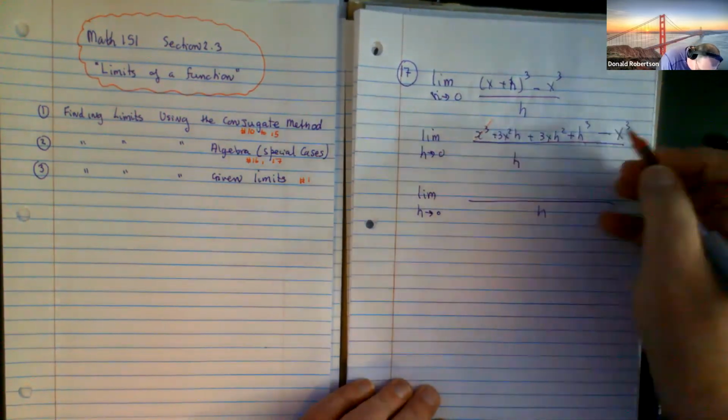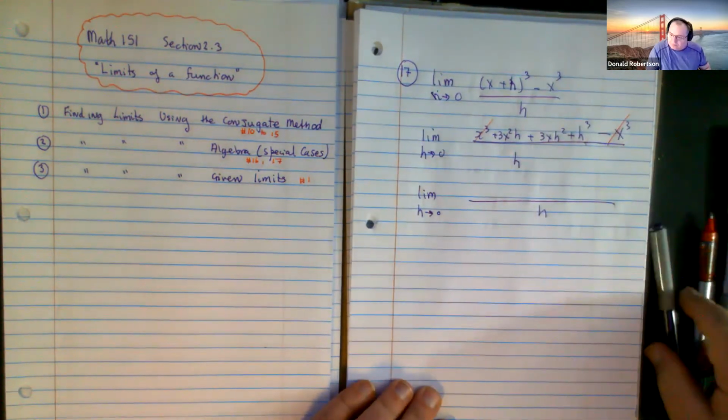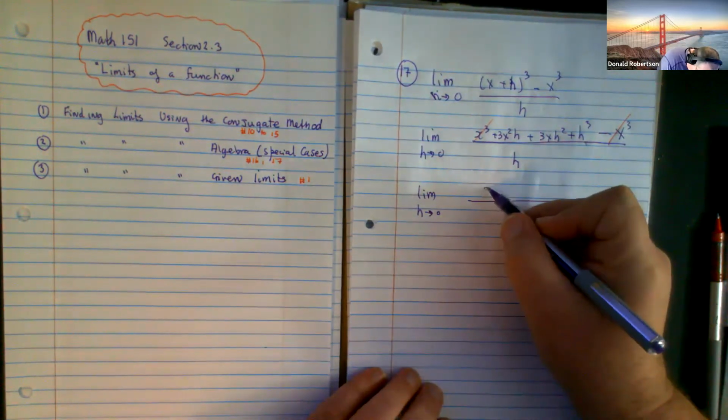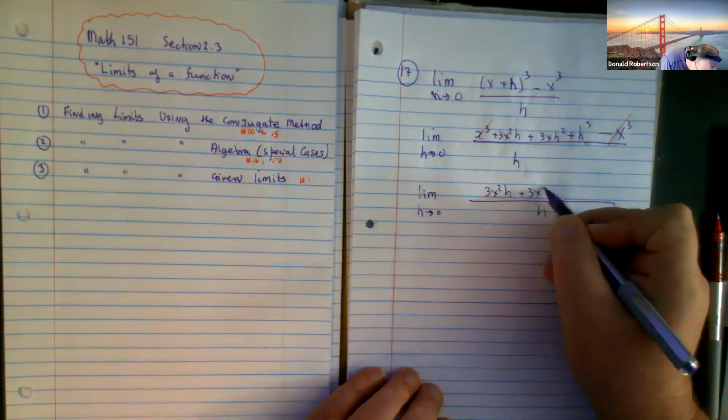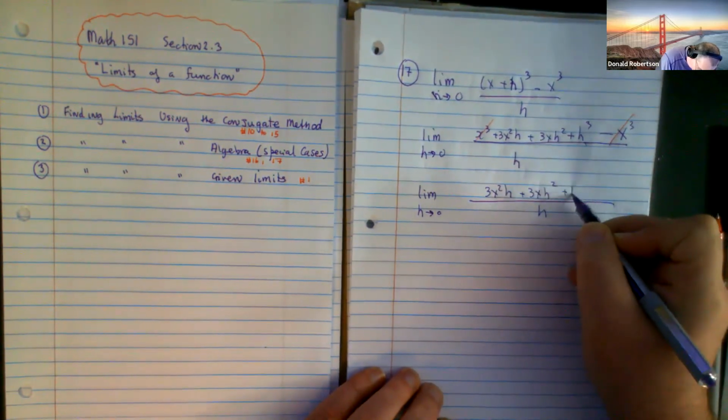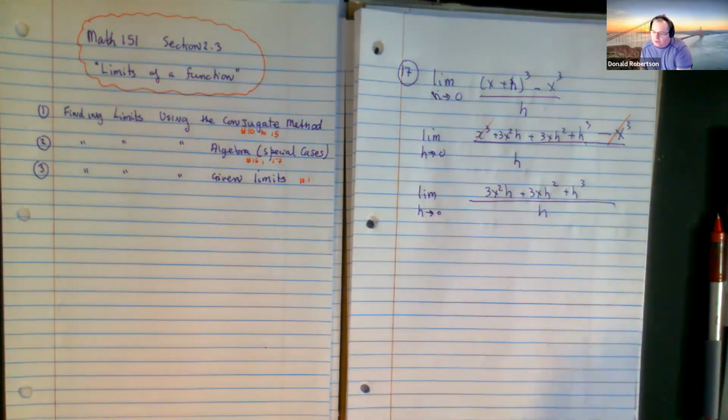Well, that x cubed will get killed off by that. And so I'm now left with 3x squared h plus 3x h squared plus an h cubed, right? That's as far as we've got. Each step hopefully is getting us closer to what we need.